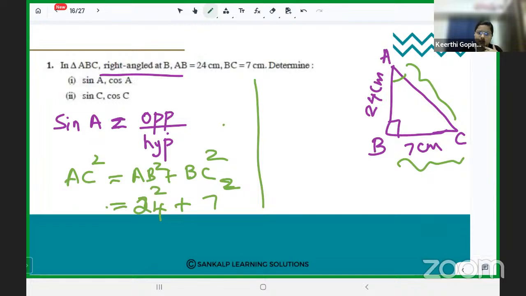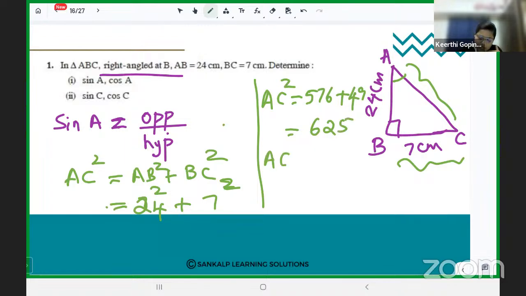AB square plus BC square, that is 24 square plus 7 square, is equal to AC square. 24 square is 576, plus 49. 576 plus 49, so you will get the value as 625. AC square is equal to 625. So what is the value of AC? AC is nothing but root 625, that is equal to 25.